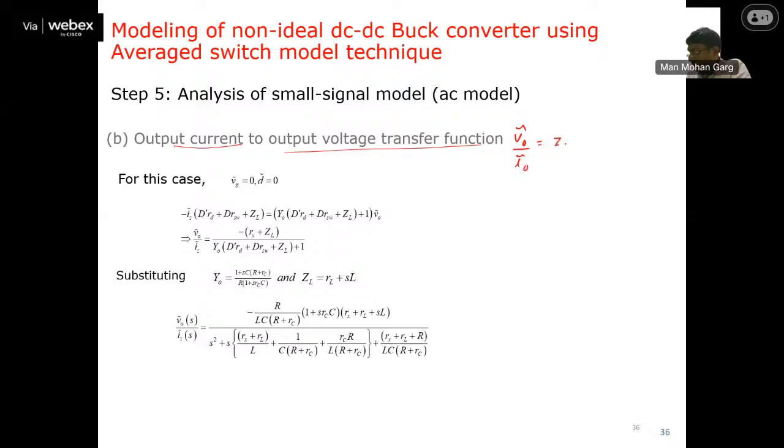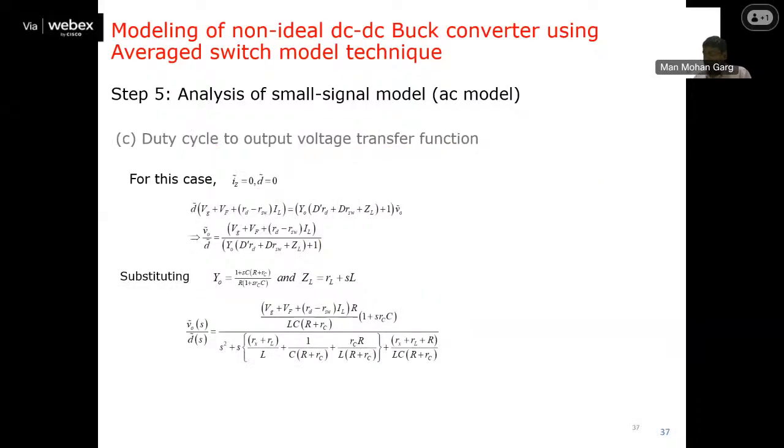So this is nothing but Z. Z is the output impedance. So for that we put perturbation in V2 V0, perturbation in D2 V0, and after putting these values, we get this transfer function. So this transfer function is also the same as we have obtained from SSA. Now the third one is very important because it is being used in controller design.